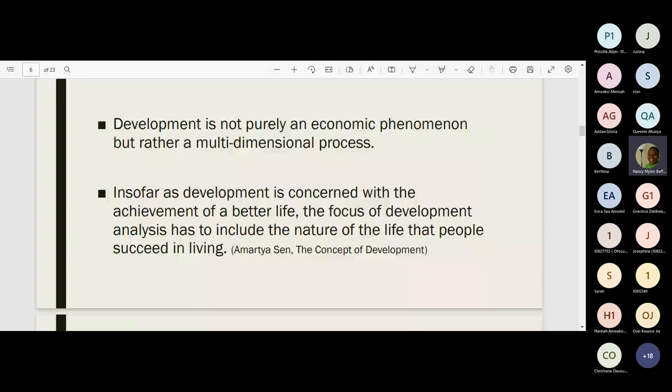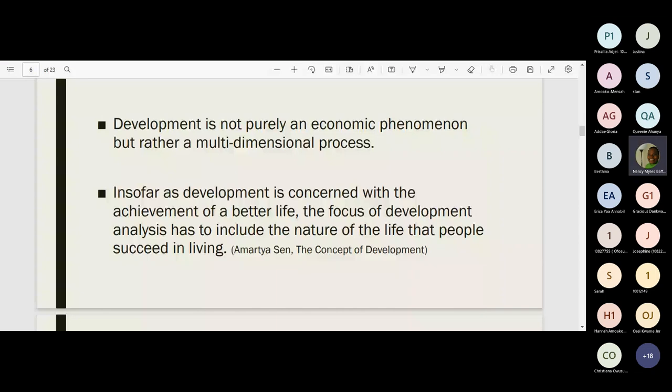when you are analyzing, the focus of the analysis of development, analysis just means when we are opening out and discussing matters around development, the focus has to include what? My lady, continue from there. The focus of development analysis has to include the nature of the life that people succeed in living. What does that mean? I have explained that to this point. Anybody, including those who have spoken already, explain what that means.